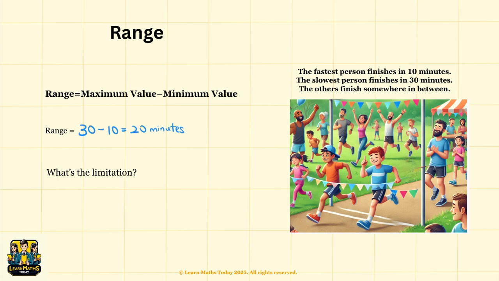Not really. If everybody but one person finished between 10 and 15 minutes, and one slow runner still took 30 minutes, the range would still be 20 minutes, but it doesn't truly represent the data. We need a better way to see how most of the values are distributed.